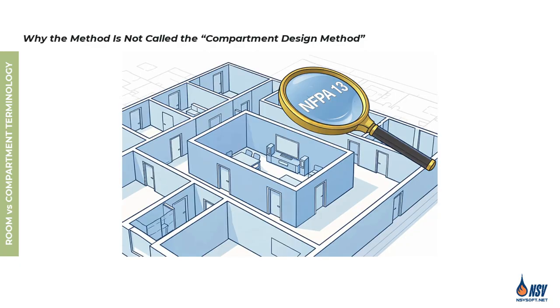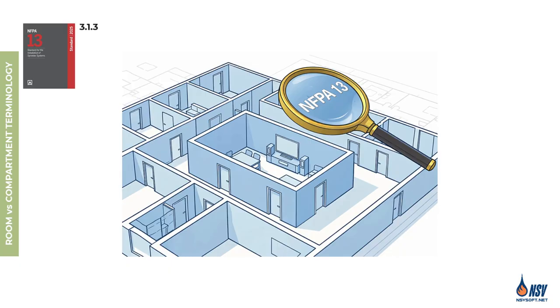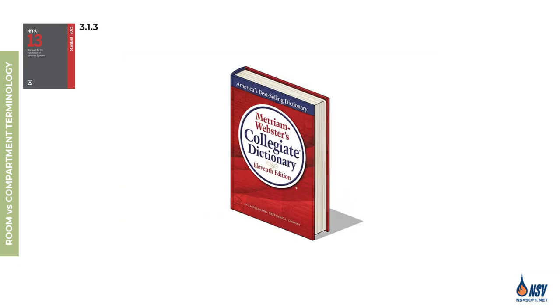This allows any space that qualifies as a partitioned part of the inside of a building to use this calculation method, as long as it is enclosed by walls and equipped with automatic or self-closing doors that provide the required fire resistance rating. Since the word room is not defined in Chapter 3 of NFPA 13, Section 3.1.3 requires using the ordinarily accepted meaning from Merriam-Webster's Collegiate Dictionary, 11th edition.